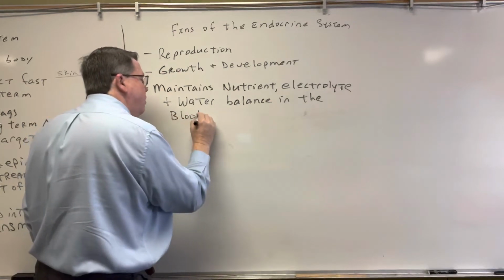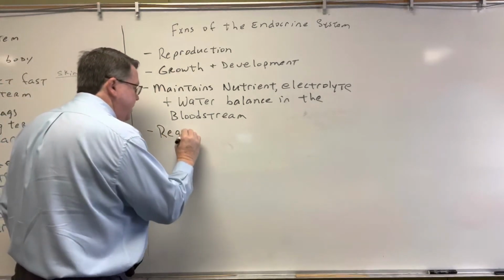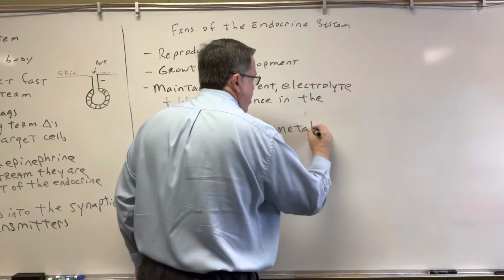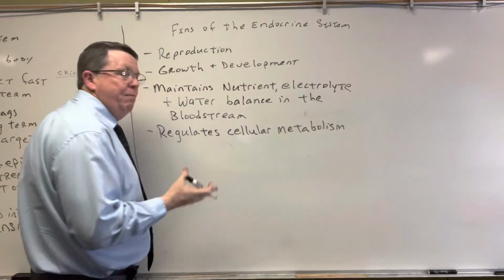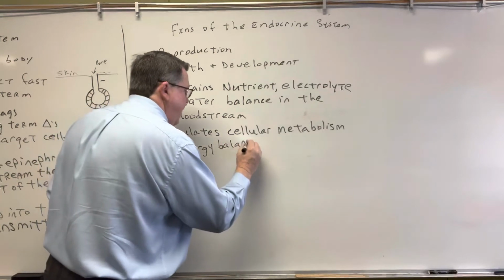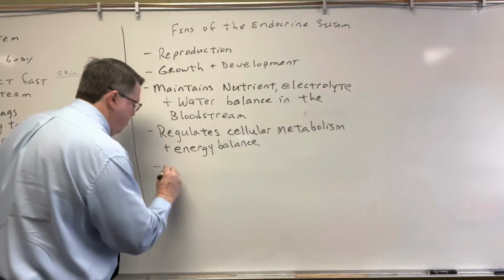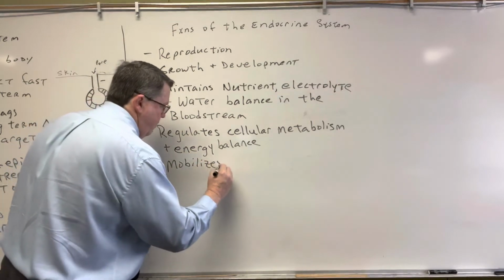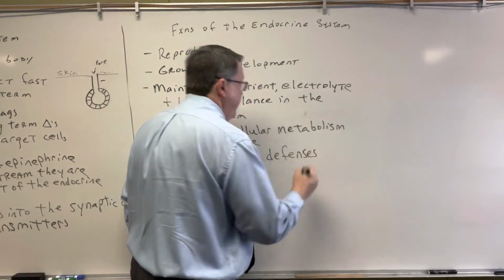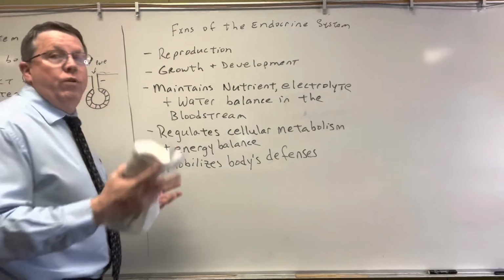Okay. The next thing it's going to do is it is going to regulate the cellular metabolism. And it's also going to regulate the amount of energy, or ATP, that the body produces. The endocrine system is also going to play a role in your immune system, right? So it mobilizes the body's defenses. Okay, so that's some of the things that the endocrine system is going to do. Now let's look at the different types of endocrine glands that we have.